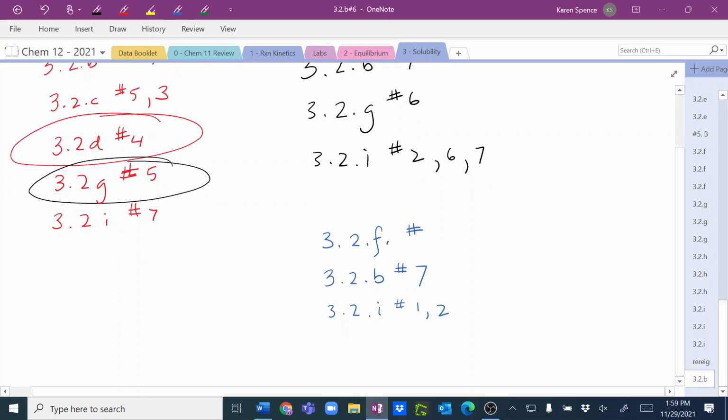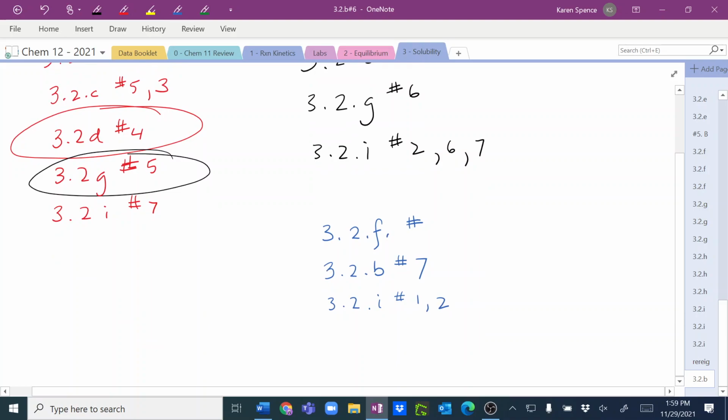There is a 3.2J. It's just like extra practice. Do you know what I mean? It has an answer key, but it does not have worked answers because there were 20 questions and I did not have it in me to type up the answers for that. It would have taken me hours and hours and hours.